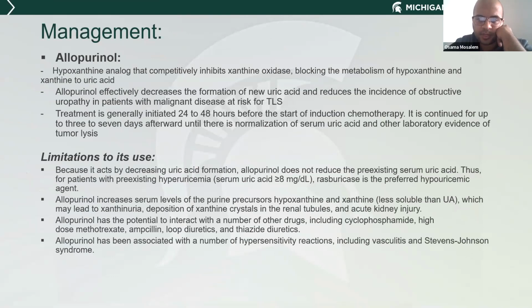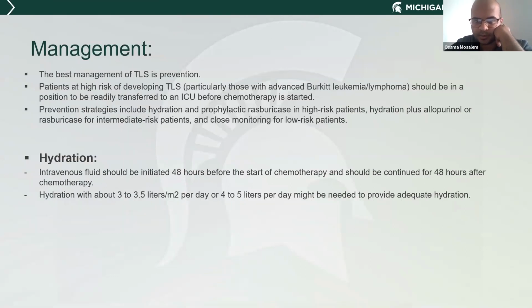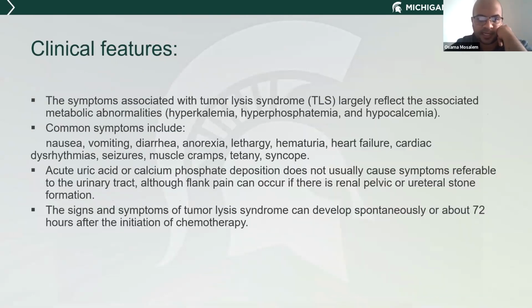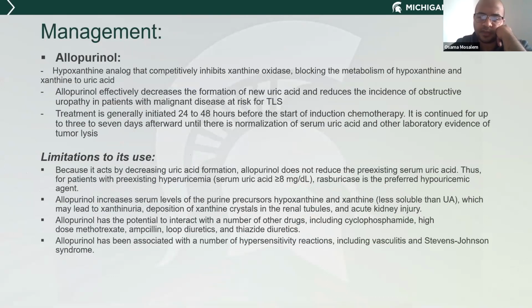Regarding the management with allopurinol, as we said, if we look here at this graph, allopurinol is a xanthine oxidase inhibitor, so basically it prevents the formation of uric acid. So it effectively decreases the new uric acid formation, and in turn it will decrease the incidence of obstructive uropathy. They recommend initiation of treatment 24 to 48 hours before the start of induction chemotherapy, and they usually continue for 3 to 7 days after the end of chemotherapy until there is normalization of serum uric acid or lab evidence of resolution of tumor lysis syndrome.